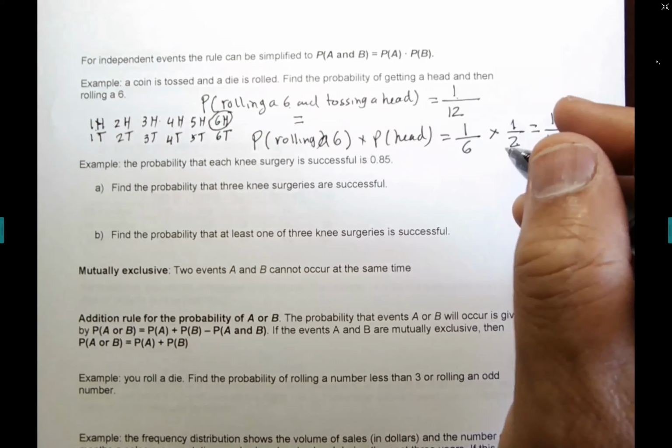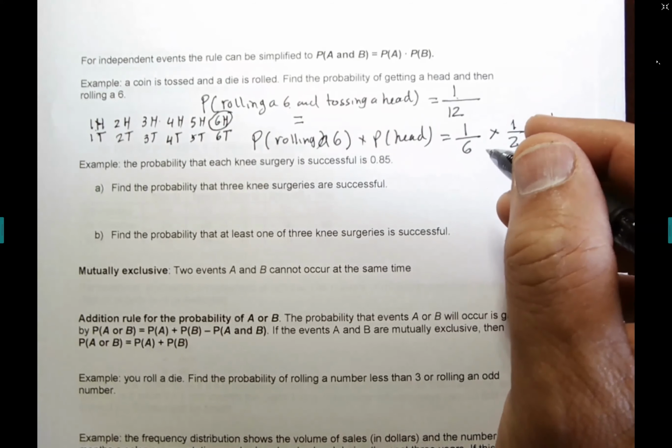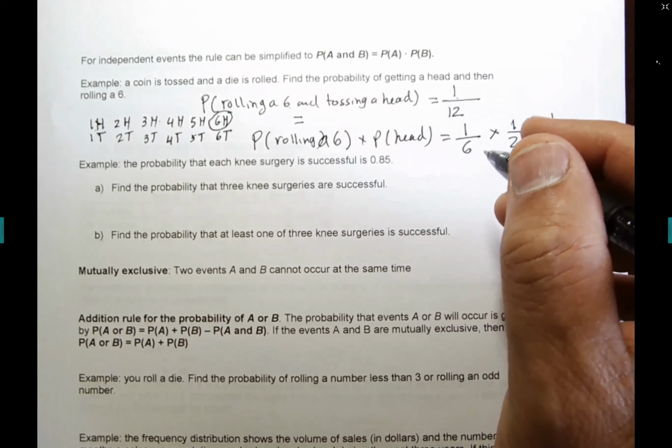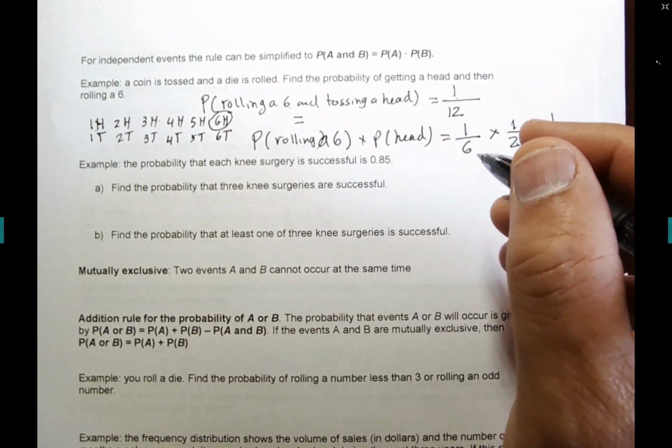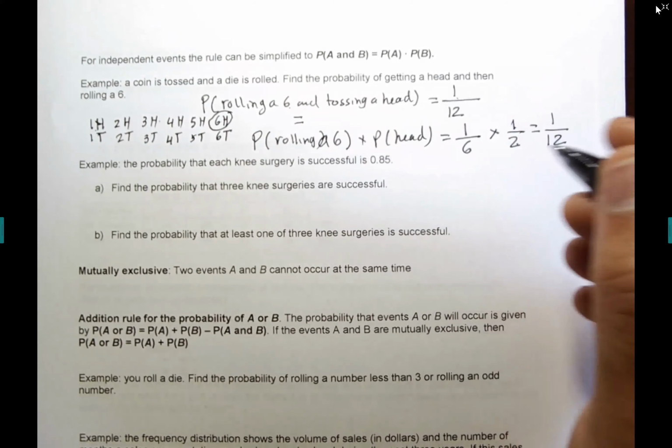So if the events are independent, guys, the probability of 2 events happening together is the probability of the first event times the probability of the second event.